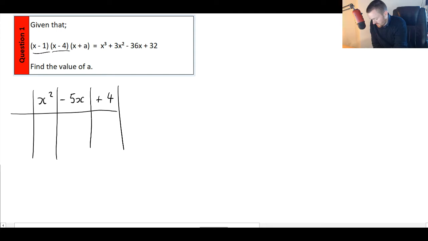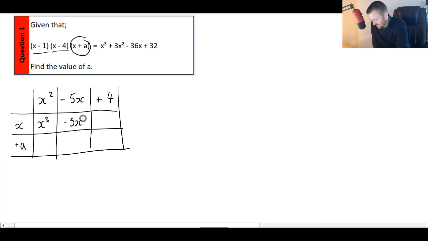Now you're just going to expand the third bracket. So in here, I'm going to write x plus a, this bracket here. So I'm just going to go through x cubed minus 5x squared plus 4x plus ax squared minus 5ax and then plus 4a.